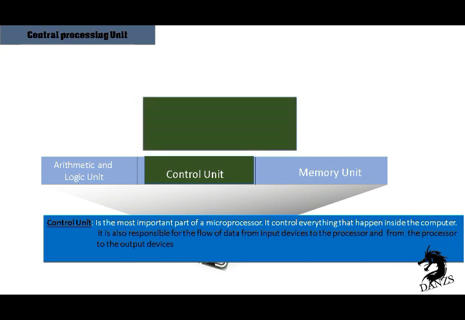It is responsible for the flow of data from input device to the processor and from the processor to the output. So whatever we feed the input devices, the job of control unit is to take the data from input unit and transfer it to the processor, and from processor to output unit. For that reason only, this control unit is the most important part of the brain, that is the CPU.